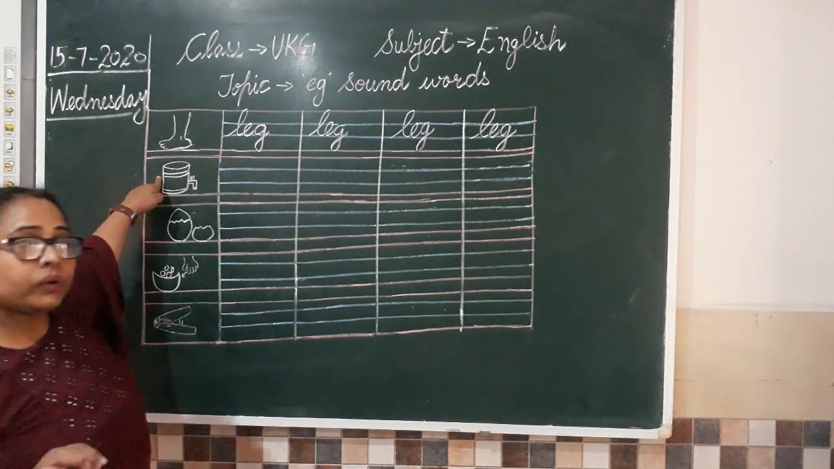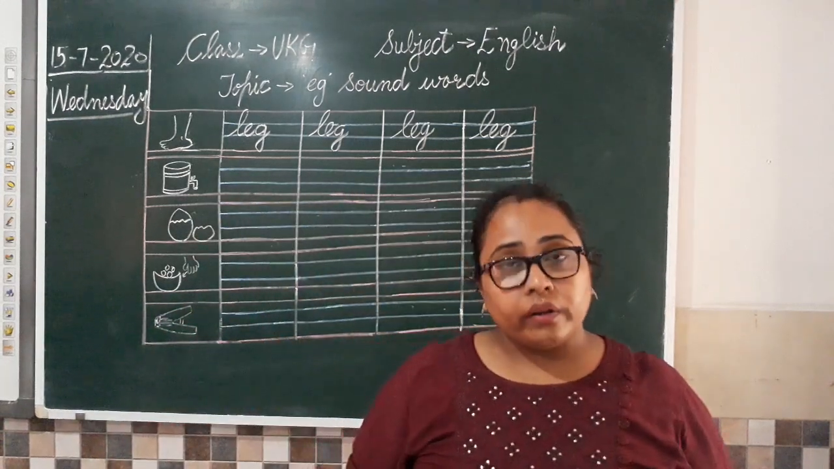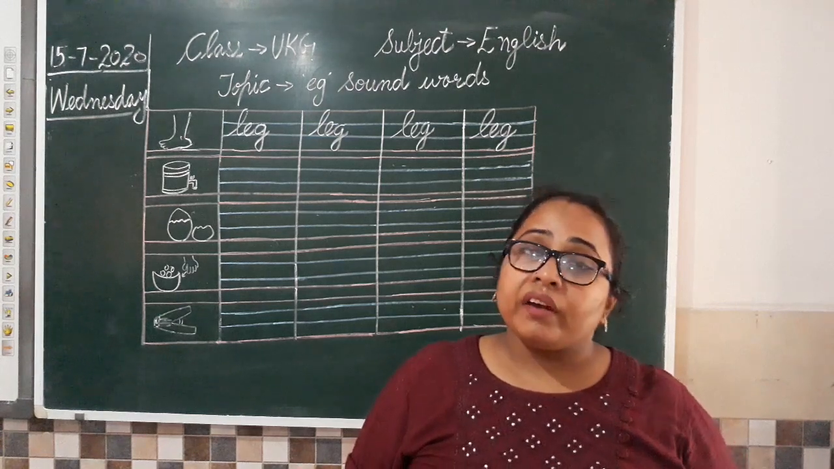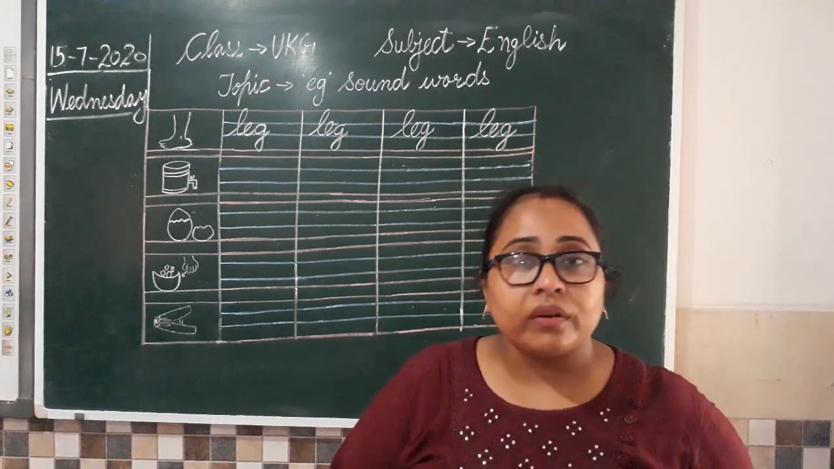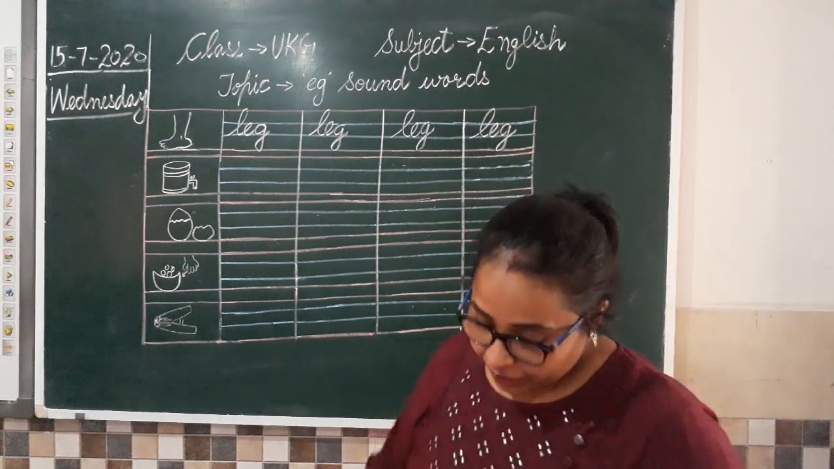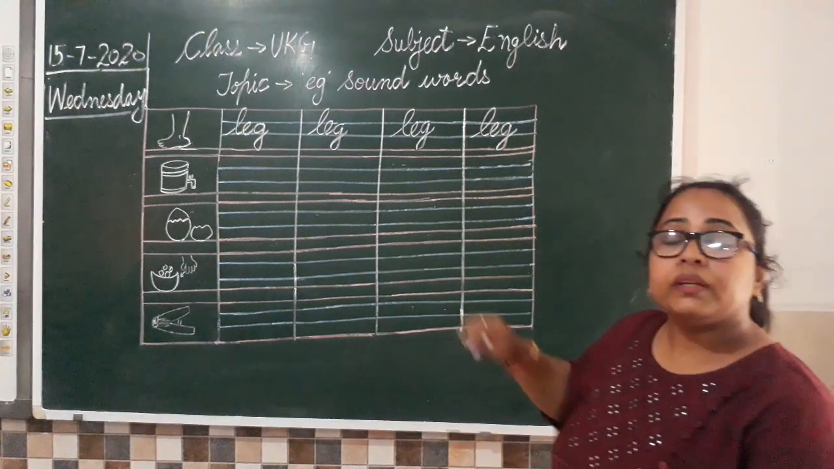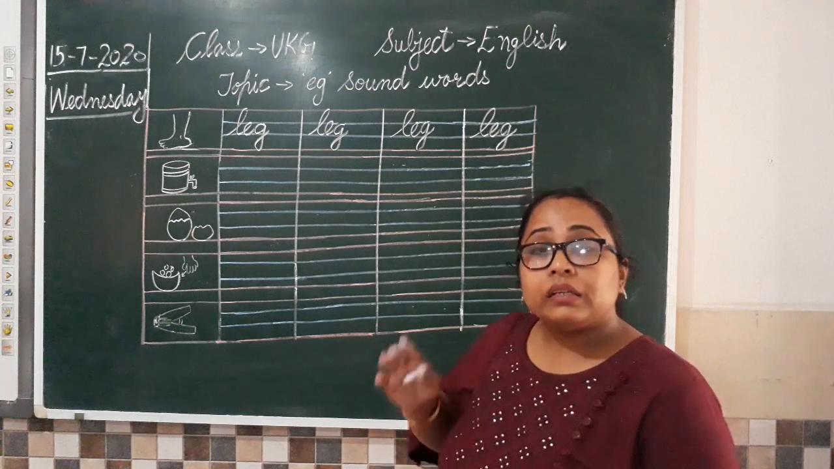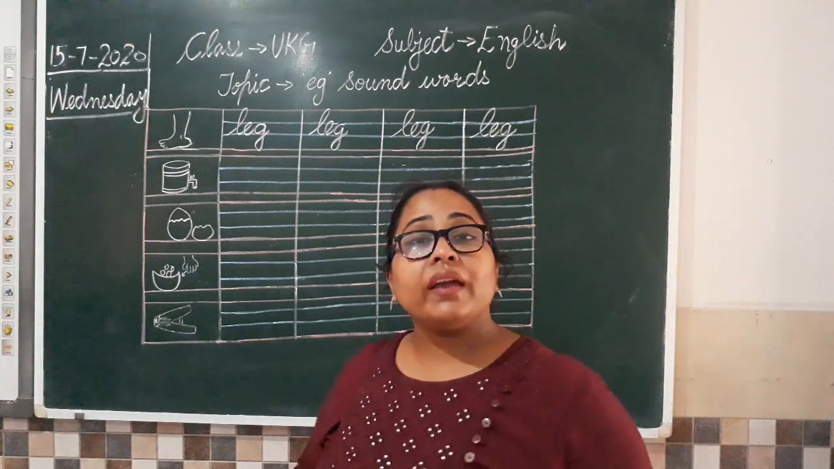Now, what is this next picture? Yes, I told you that we use this to store liquids. Water hum isme bhar sakte hain. We can store juices also. When we are traveling out, hum isme pani bhar ke le jate hain. So who will tell me what is this picture? Tell me the name of this picture. Cake.